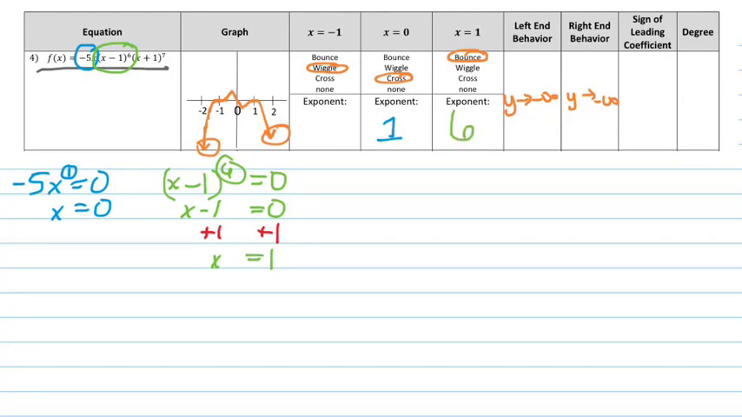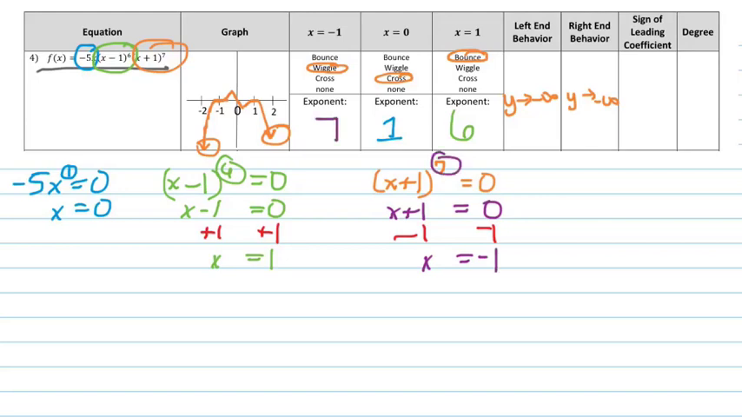And then the last one was (x plus 1) to the 7th equals 0. And then, I'm going to change colors for that one. And so that's going to be whenever x plus 1 is equal to 0. So when I solve it, I end up with x equal to negative 1. So it has an exponent of 7.